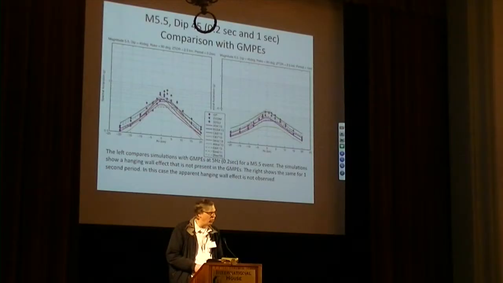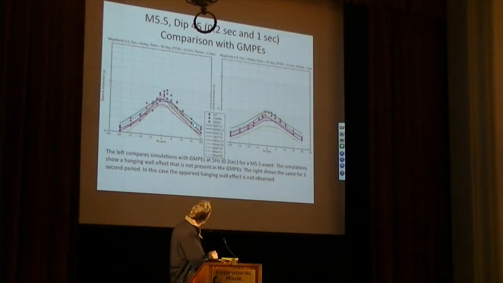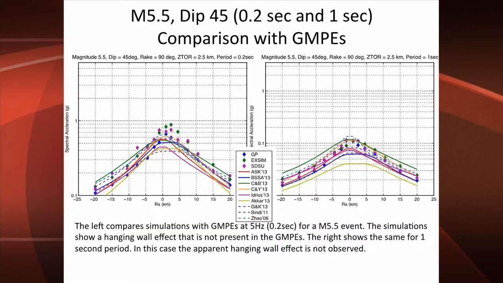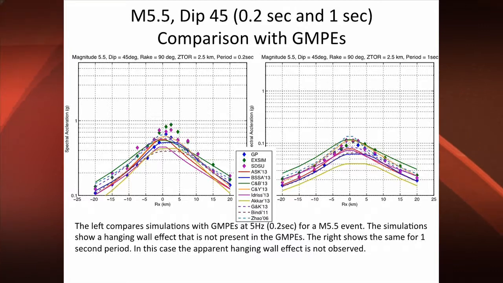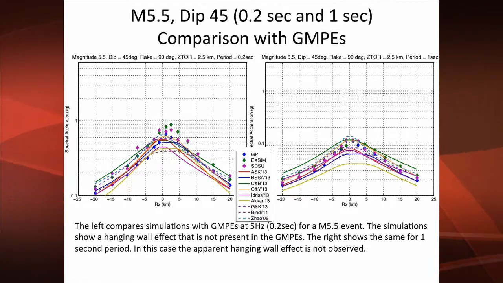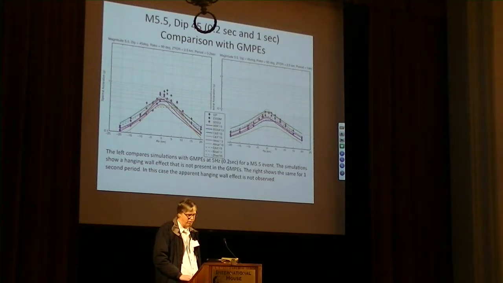When we look at this whole effect, comparing our GMPEs with the simulations at magnitude 5.5, so this is kind of our bottom line thing here, the simulations are producing a hanging wall factor bigger than what's in our GMPEs for this size event. Okay, so the bottom line is this difference is not incorporated in the ground motion models, but it is showing up in the simulation. So what are we going to do about that?